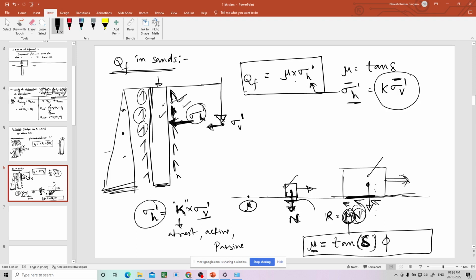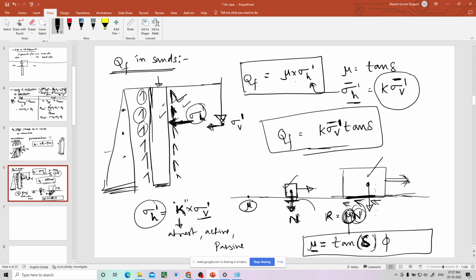Let me write the full formula. K sigma v dash tan delta. Is it fine? This is dash, this is not minus 1, this is the average symbol. So this is how we will calculate. We can write the full formulas now.